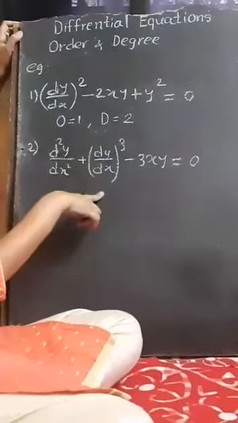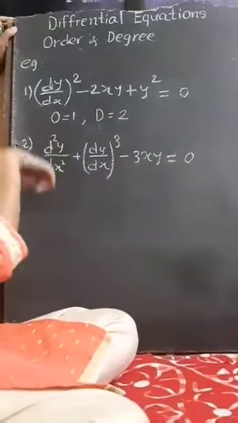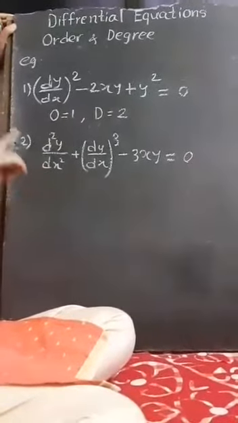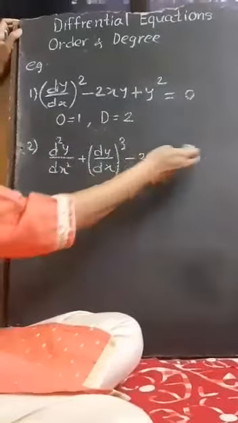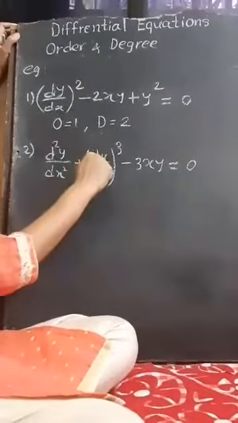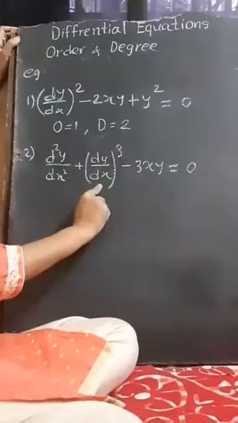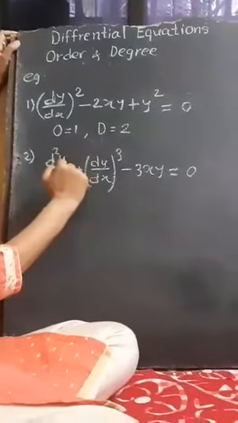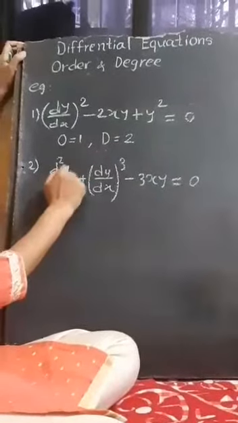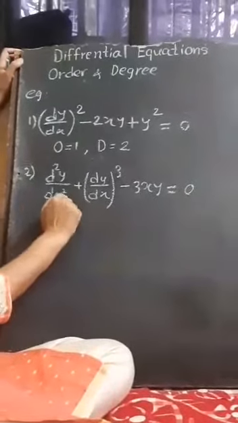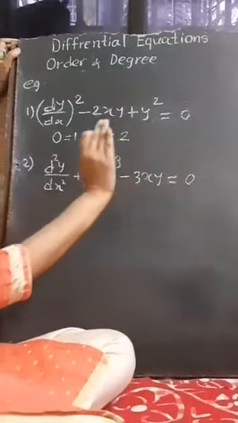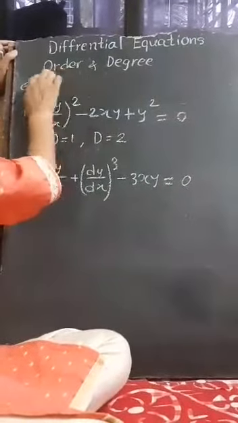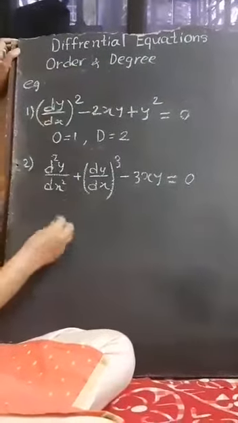What you have to see is, given a differential equation, first you have to find out what is the highest order derivative. So what derivatives are present in this equation? dy by dx and d square y by dx square. So what is the highest order derivative? It is d square y by dx square. So by looking at the sum, you can easily find the order of that differential equation.